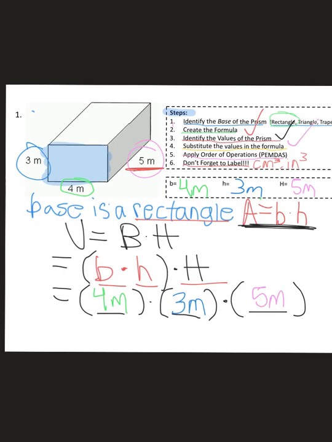We did step 4. And now I need to apply order of operations. So let's go ahead and just multiply everything all the way through because that's all we have to do. What's 4 meters times 3 meters times 5 meters? That's going to give me a total of volume equals 60 meters now cubed, because look, we did meters times meters times meters. That's meters cubed. So that's 60 meters cubed. There we go. We found the volume of the rectangular prism. The volume of this rectangular prism is 60 meters cubed.